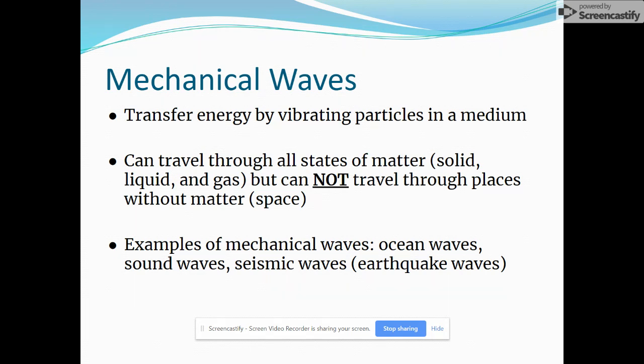Mechanical waves, you are aware, transfer energy by vibrating particles in a medium. All waves vibrate. It's just a matter of whether they have particles in a medium or not. They can travel through all states of matter, but they can't travel through space. Mechanical wave examples: ocean, sound, seismic waves, so earthquake waves. Ocean waves or lake waves, if you get on Lake Michigan, same kind of concept. You've seen those moving. Sound waves are exactly what they sound like. The fact that you can hear me right now, that's sound waves.